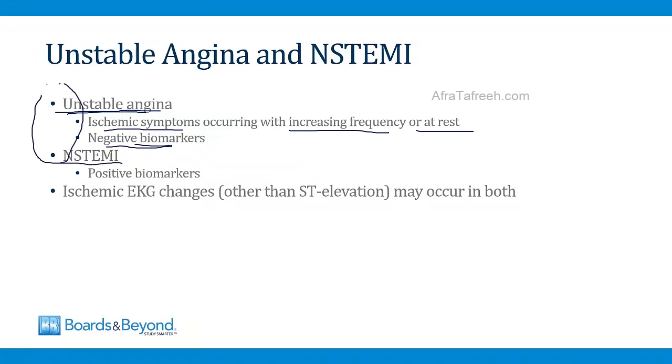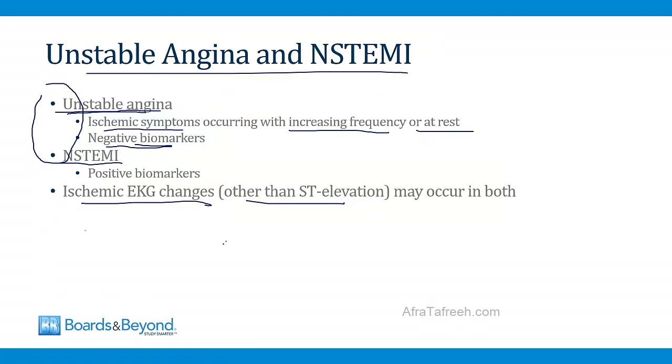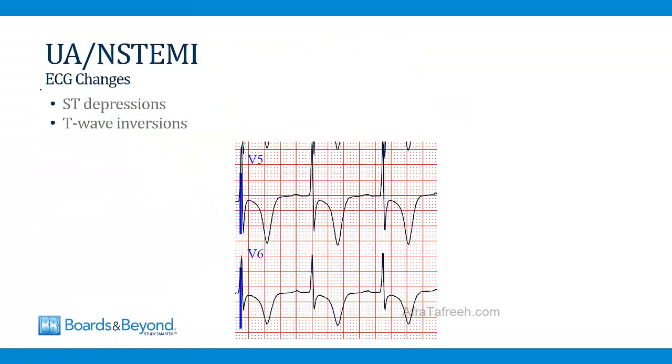And in both of these conditions, you can see ischemic EKG changes, but not ST elevations. If there are ST elevations present, then it's a STEMI and it can't be either one of these two syndromes. But there are other ischemic EKG changes besides ST elevation, and you can see those in both unstable angina and NSTEMI. So the EKG changes that are typical of unstable angina and NSTEMI are ST depressions and T-wave inversions.